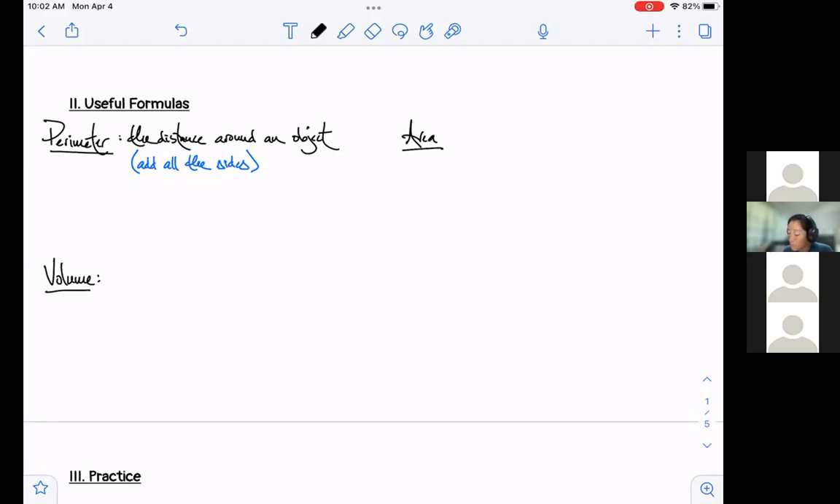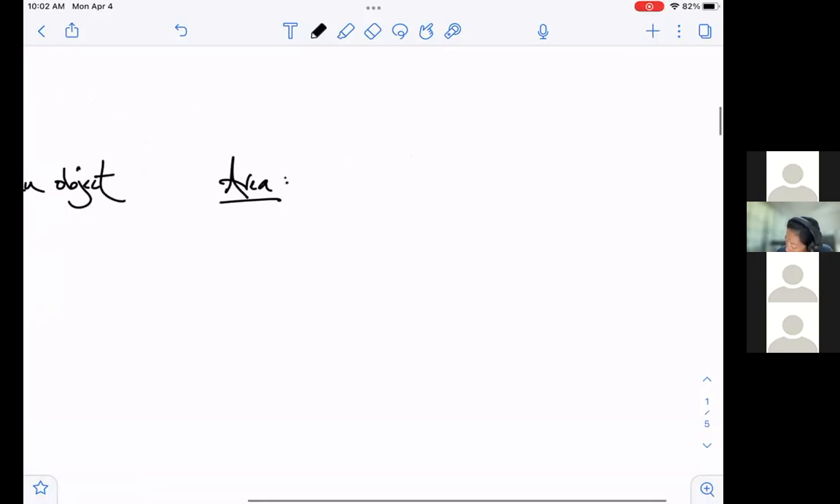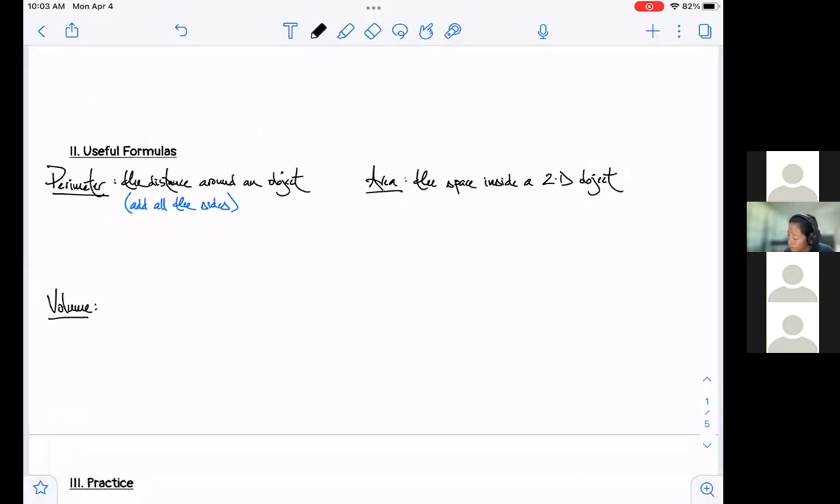All right. So when we're looking for area, we are indeed looking for the space inside a 2D object. All right. And so when we have all of our formulas, what they're telling us is the amount of space inside of a 2-dimensional object, okay? Inside a 2-dimensional object.